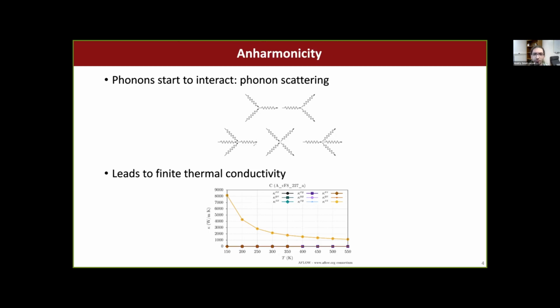If you attempt to calculate, for example, thermal conductivity in the harmonic approximation, you will find the answer to be infinity, which is, of course, non-realistic. You really need to introduce contributions beyond the harmonic ones to get a finite thermal conductivity. And here is an example where the AAPL module was used to actually do such a calculation.